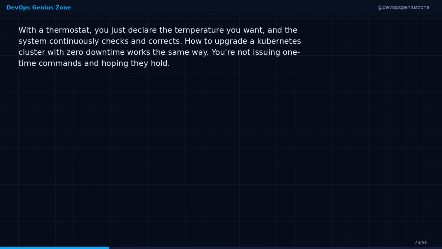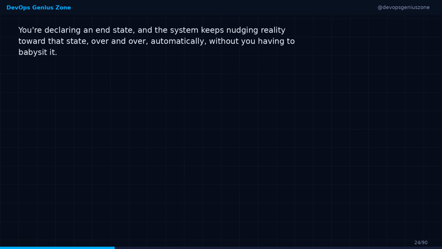With a thermostat, you just declare the temperature you want, and the system continuously checks and corrects. How to upgrade a Kubernetes cluster with zero downtime works the same way. You're not issuing one-time commands and hoping they hold. You're declaring an end state, and the system keeps nudging reality toward that state, over and over, automatically, without you having to babysit it.